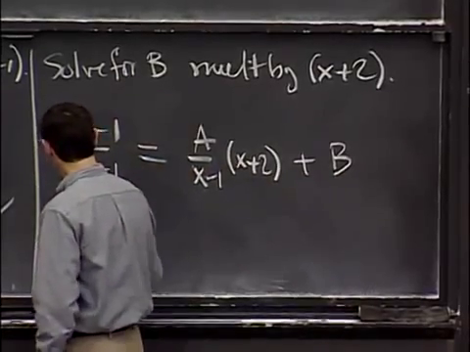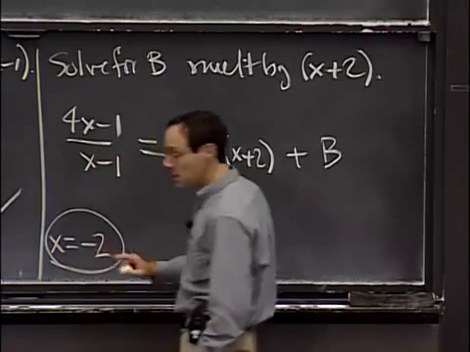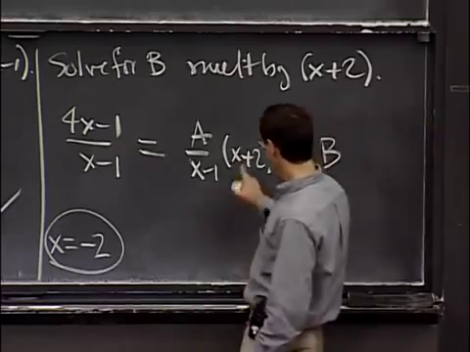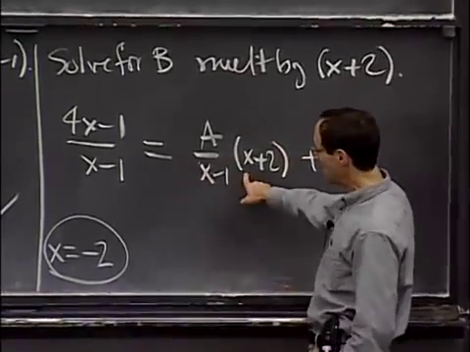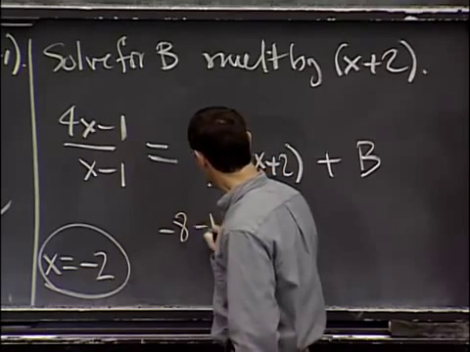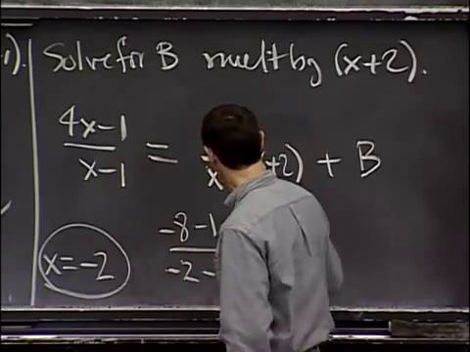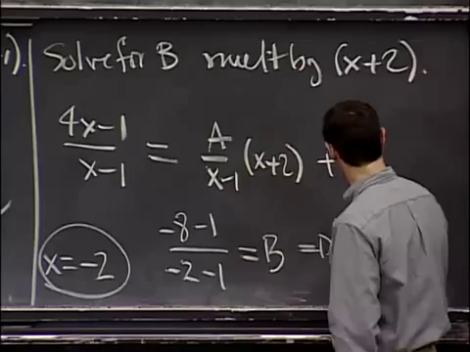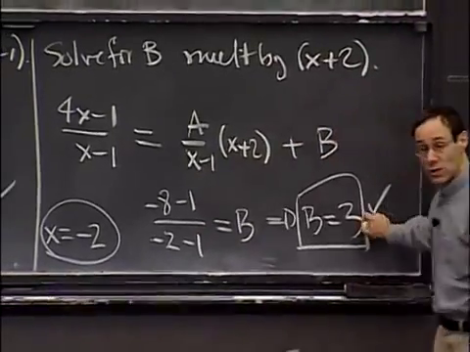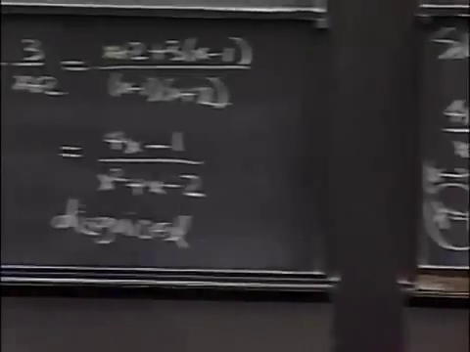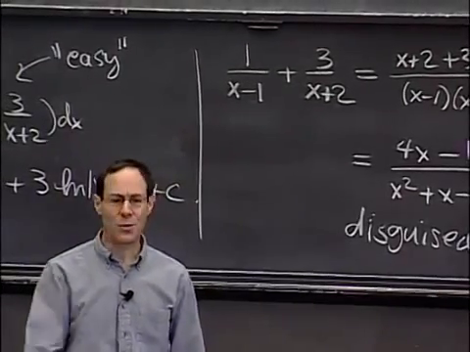I'm going to set x equals negative 2. That's the value which is going to knock out this A term here. So that cancels this term completely. And what we get here, all told, is minus 8 minus 1 divided by minus 2 minus 1 is equal to B. In other words, B equals 3, which was also what it was supposed to be. B was this number 3 right here, which I'm now not going to change to 2, because I know that it's not 2. There was a question.